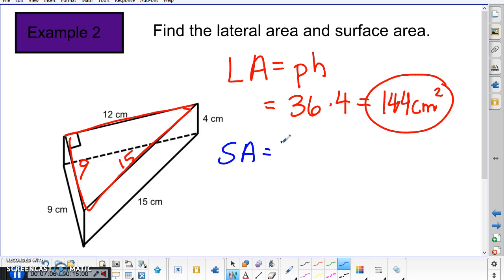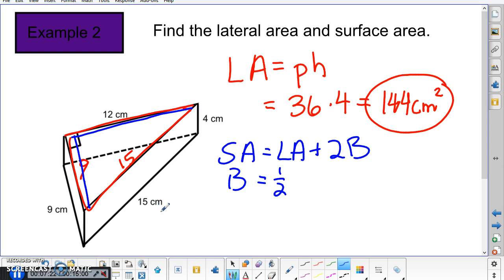Surface area is the lateral area plus 2 of the bases. Now, a base is a triangle, so we need to do 1/2 base times height. 1/2. Now, here's our base of the triangle, 9. Here's the height of the triangle, 12. Times 9 times 12. And it's easy to do 1/2 times 12 first, 6. 6 times 9 is 54.